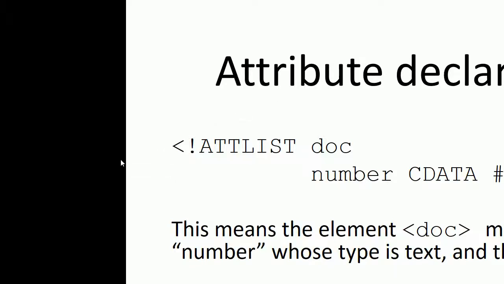In this case, the attribute list for the element intro has two attributes. One is version, which is text, and it's required, so that means we must have version. And one is number, and that's text, but it's implied, so that's optional.